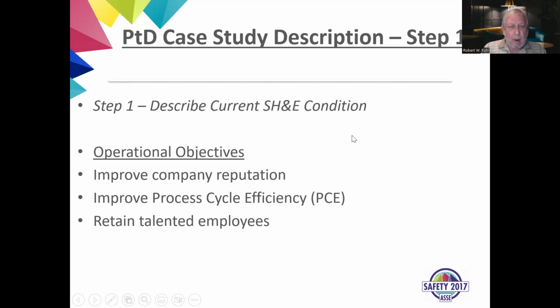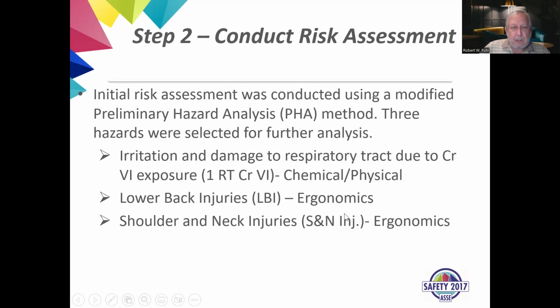So operational objectives: improve company reputation, improve process cycle efficiency, retain talented employees. That's always a good thing to do, especially if they're still alive too. Helps too. Initial risk assessment was conducted using a modified preliminary hazard analysis method. 3 hazards were selected for further analysis: irritation and damage to the respiratory tract due to the hexavalent chromium exposure, lower back injuries, and shoulder and neck injuries, and both of those are ergonomic issues.